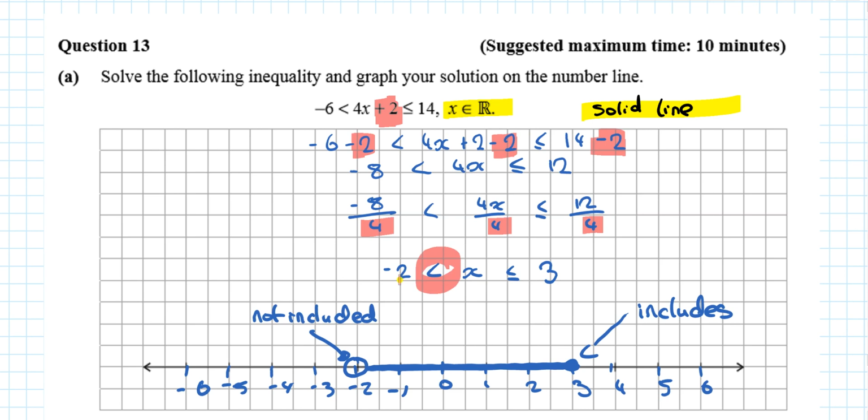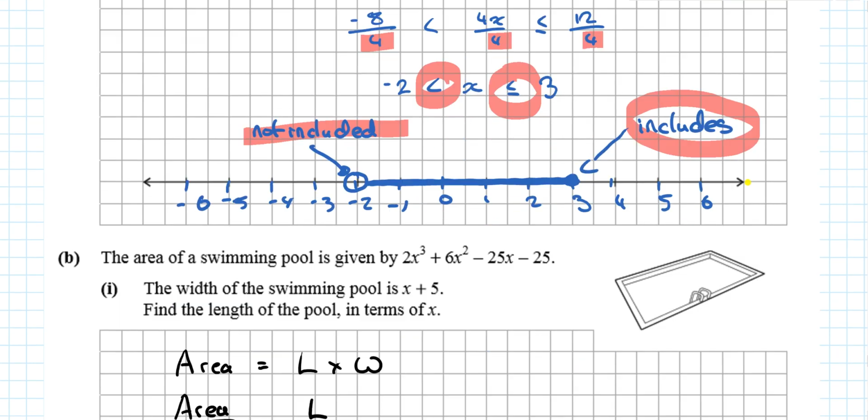It's important to note that less than means that we're not going to include it, and less than or equal to here means we are going to include it. So I'm going to include 3 but not include minus 2 and draw a solid line between them.